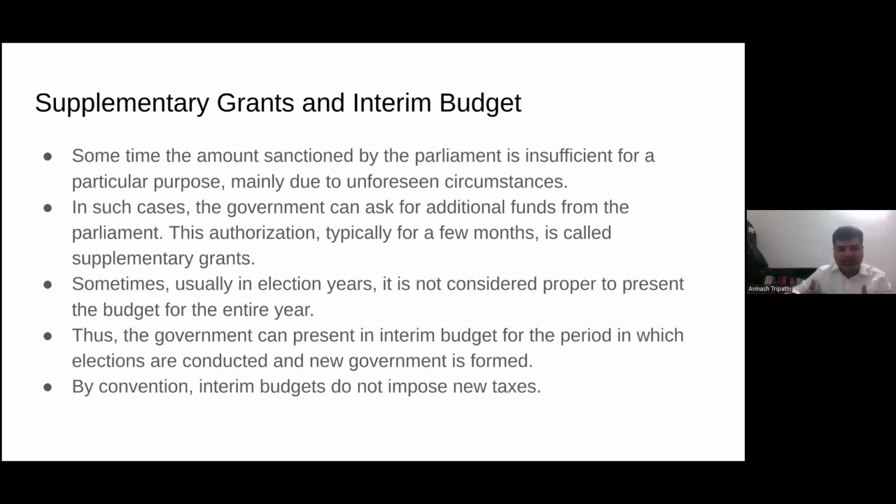Okay, so this interim budget, by convention, deals with spending proposals only. Okay, now as I told you, a normal budget has two things: it has taxation proposals and it has expenditure proposals. But an interim budget consists of expenditure proposals only. Okay, so that is one difference.